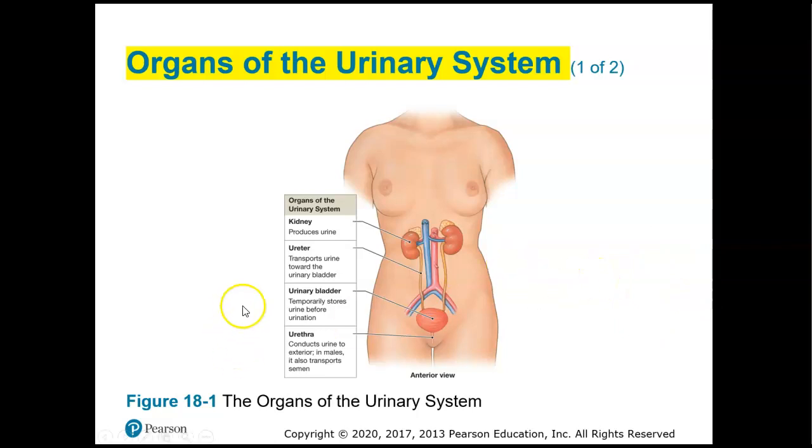This is pretty simple. You have the kidneys, which produce the urine, and then you have these tubes called ureters that extend from each kidney to the urinary bladder, and the urinary bladder temporarily stores the urine, and then you have the urethra, which conducts urine to the exterior, and in males, the urethra also transports semen.